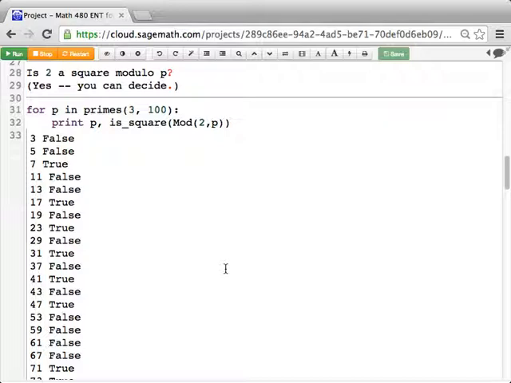But do you see any patterns? Any patterns at all? One trick when you see stuff like this is you could take numbers where it's true and take their difference and see if there's anything happening there.